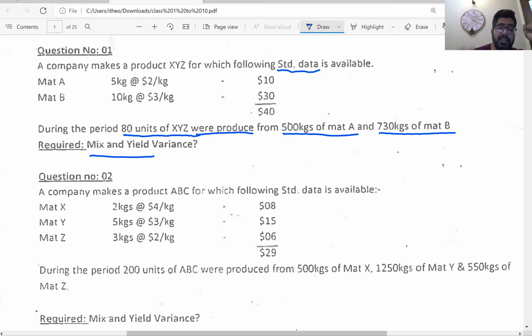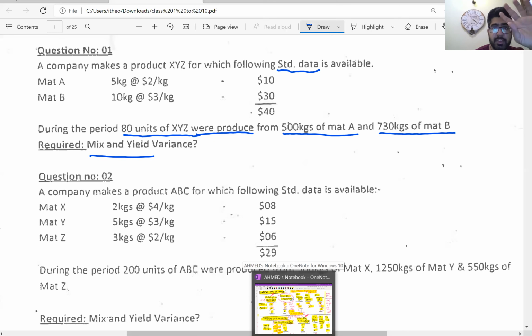Now, when the question asks for mix and yield variance, the first thing you have to do is to make the format. I'm switching the screen, but you keep attention to the question in front of you on WhatsApp.